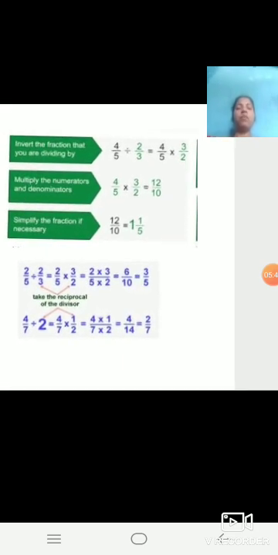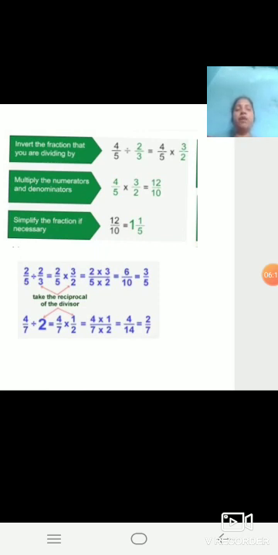So next one is dividing fractions. See example, 4 by 5 divided by 2 by 3. Invert the fraction that you are dividing by. So 4 by 5 into the reciprocal of 2 by 3, which is 3 by 2. So 4 by 5 into 3 by 2. Then multiply the numerators, 4 3s are 12. Then multiply the denominators, 5 2s are 10. So the answer is 12 divided by 10.